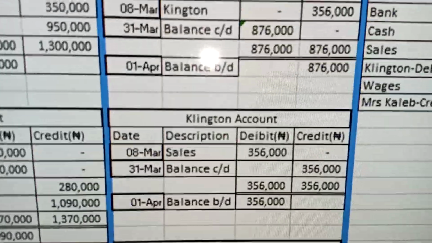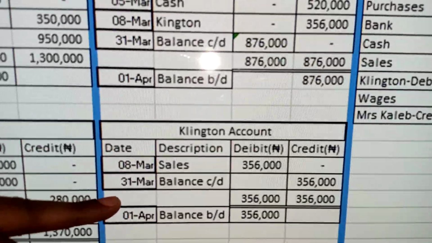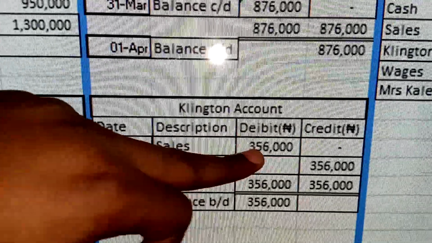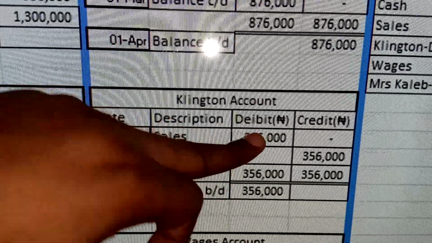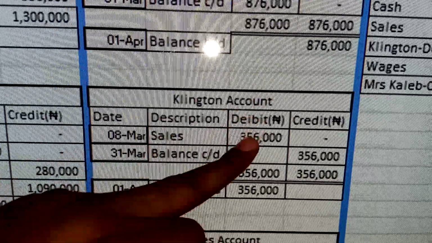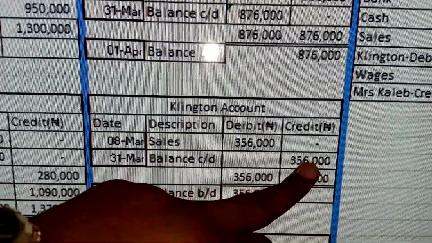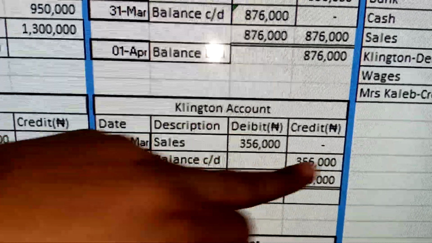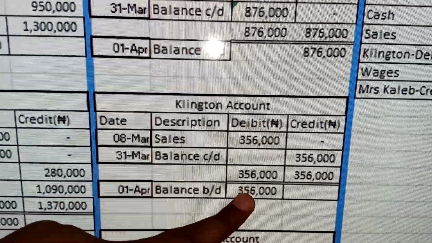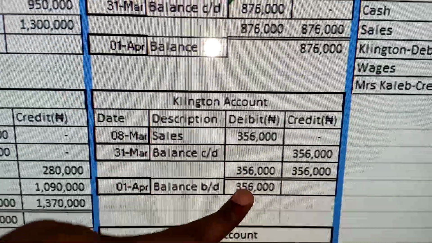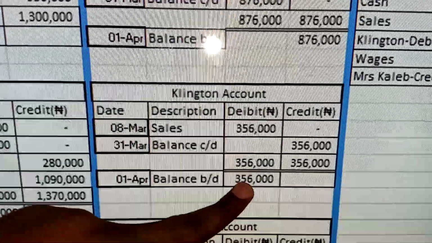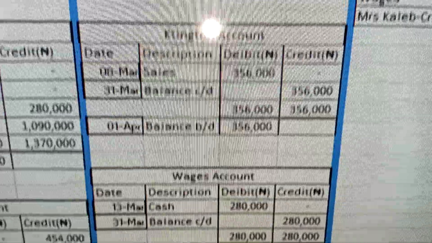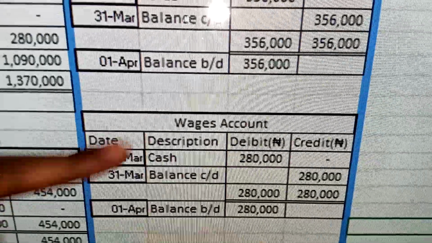The next one is Clinton's account. As you can see, in Clinton's account there is one item on the debit side, 356,000. That's the debit side, and it's higher than the credit side by 356,000. That's the balance carried down you're seeing here. So this balance carried down becomes balance brought down in the debit side. By virtue of that, Clinton's account has a debit balance of 356,000.